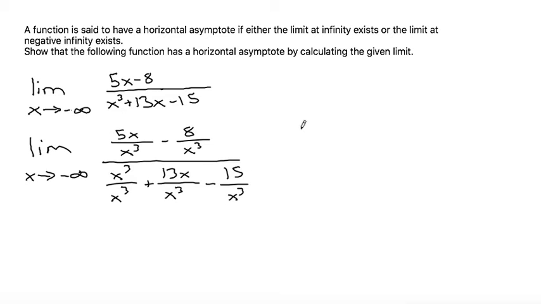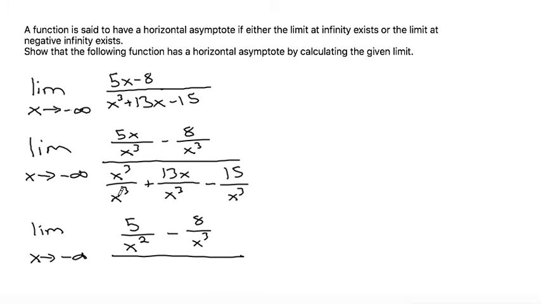Okay, so now let's do a little simplifying. We can make this the limit as x approaches negative infinity. The x and the x to the power of 3 would cancel out to make 5 over x to the power of 2. This doesn't have anything that'll cancel, so it would be 8 over x to the power of 3, divided by the x to the power of 3 over x to the power of 3, which makes 1, plus 13x over x to the power of 3, which would be 13 over x squared, minus 15 over x cubed.